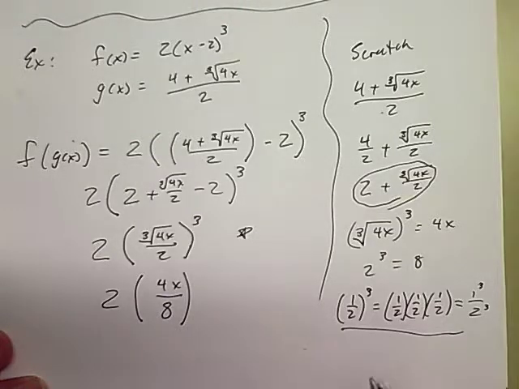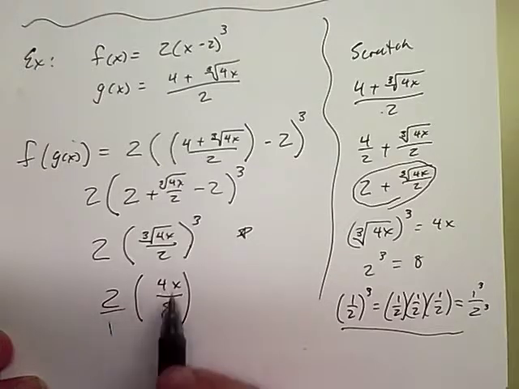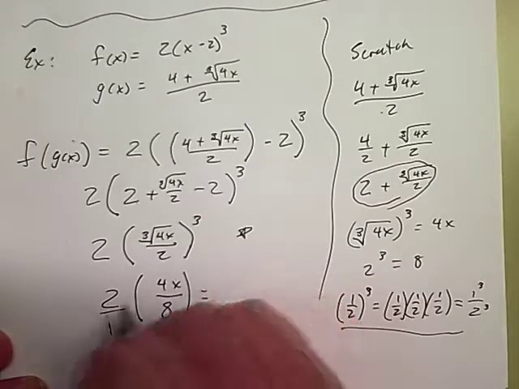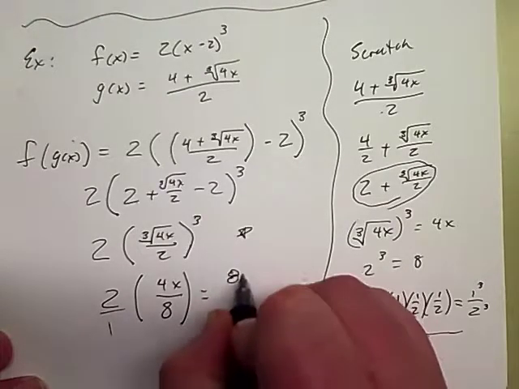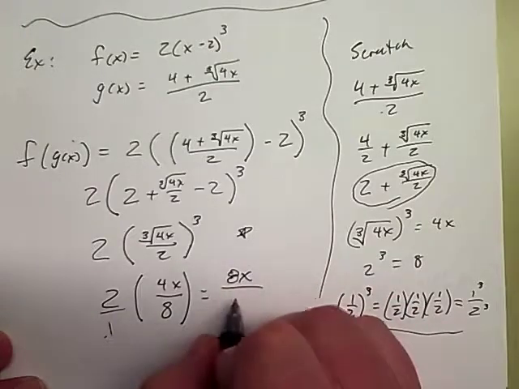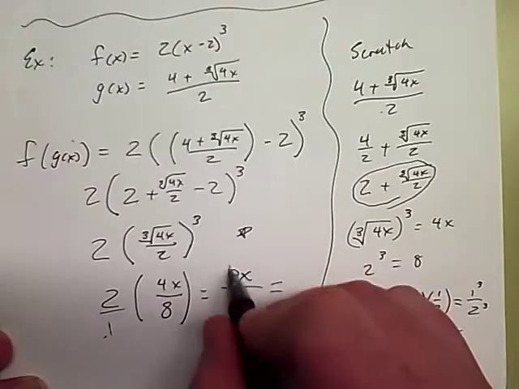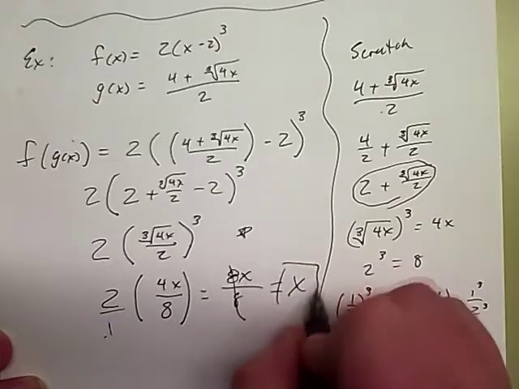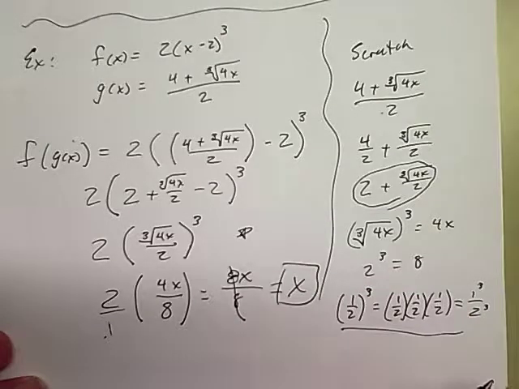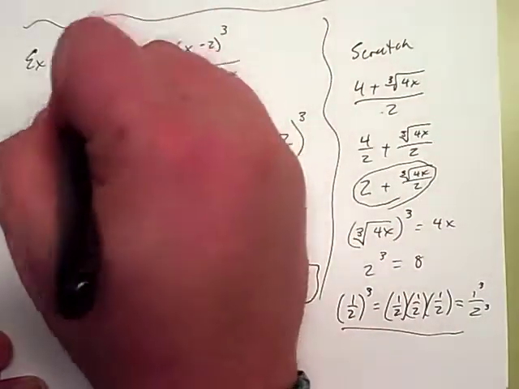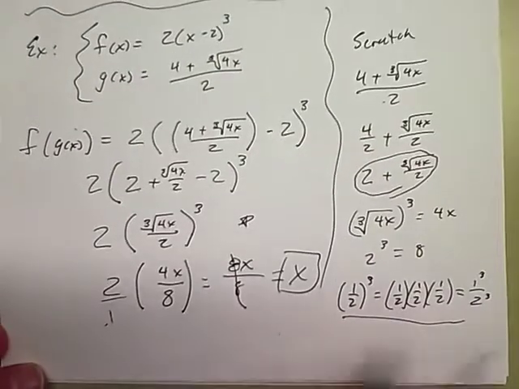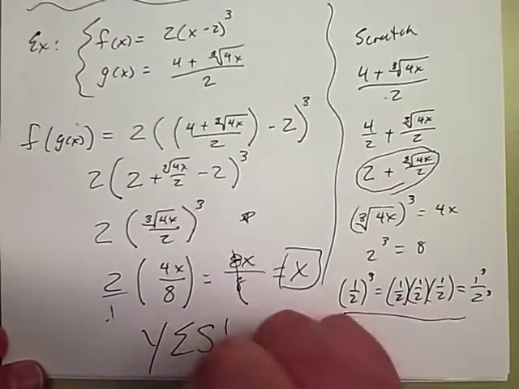Well, now this isn't too terrible, right? I can now, so look at this, is like 2 over 1 times 4x over 8, and 2 times 4 is 8, so I have an 8x, and 1 times 8 is 8, 8x over 8. Well, the 8's cancel, and I'm left with x. So, are these inverses of each other? Well, that's a big resounding yes.